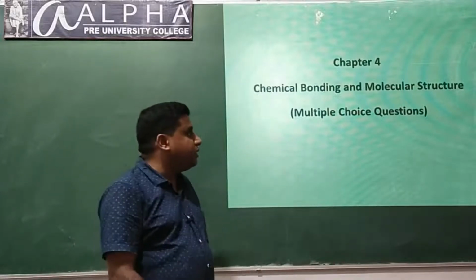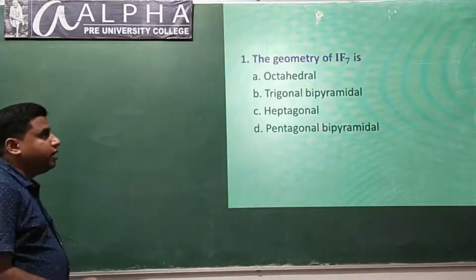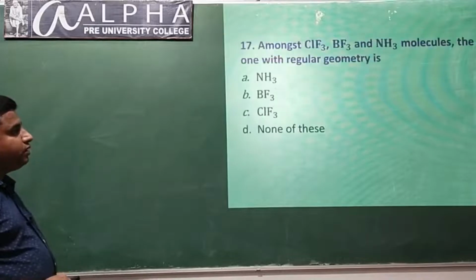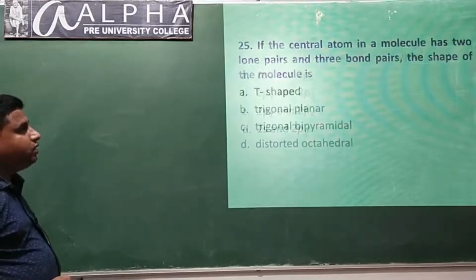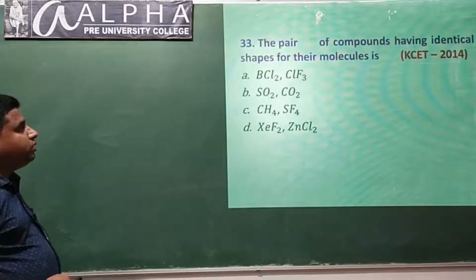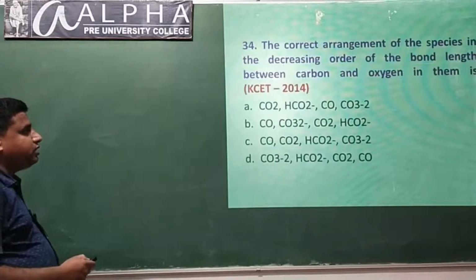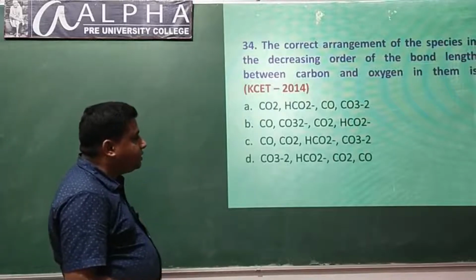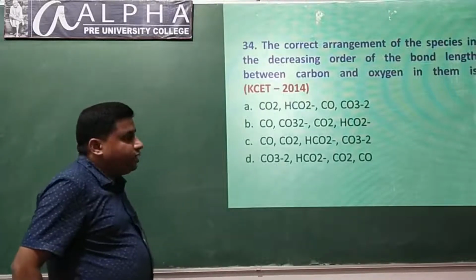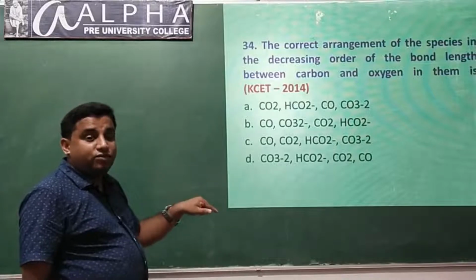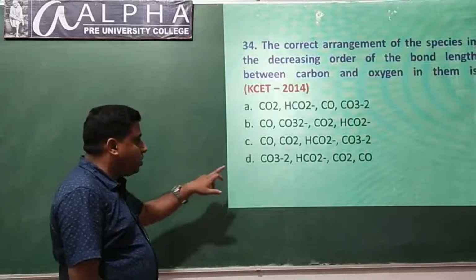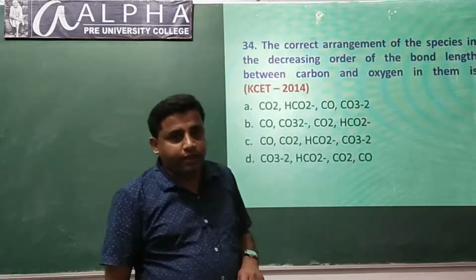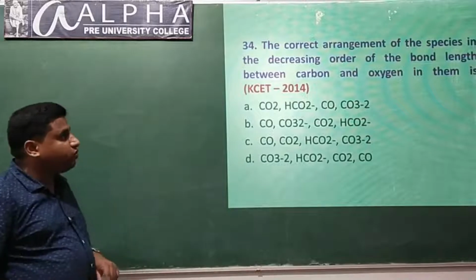Students, how many questions have we solved? I think we have solved up to 34 questions. This was the last question, 34. What is the correct answer for this? The correct answer is option D. The more the bond order, the lesser the bond length. So I have given answer D. Hope you're watching my previous videos also. I'll go with the next question, students.